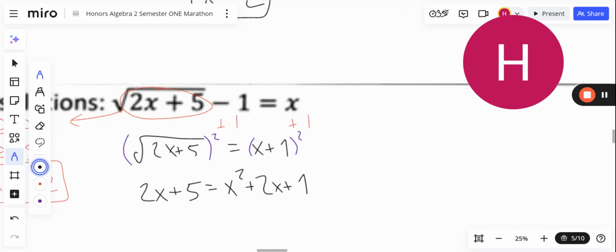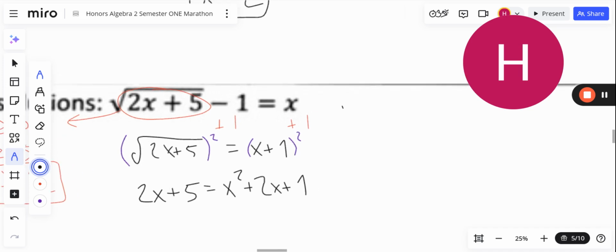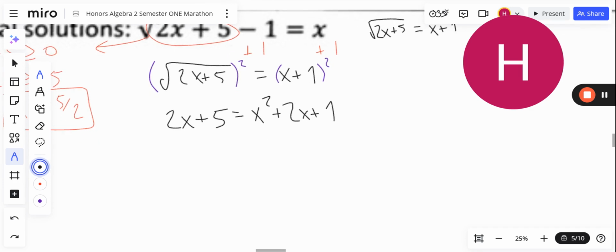Also keep in mind that when we get to the second step, before we did the squaring of both sides, we need to check our answers, because this square root cannot be equal to a negative. So those are just some things to consider when we're done solving this.